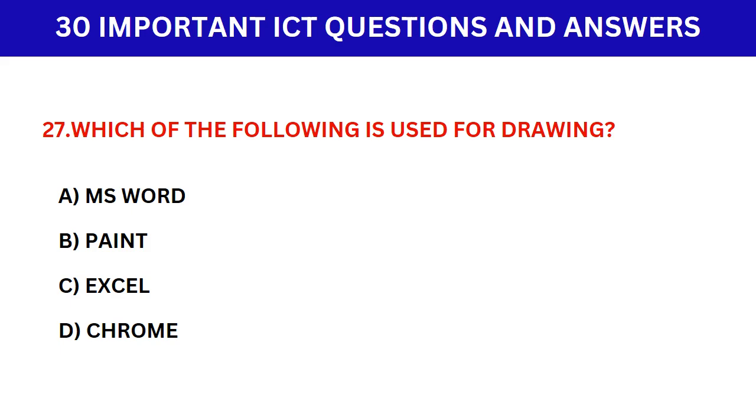Question number 27. Which of the following is used for drawing? Option A, MS Word. Option B, Paint. Option C, Excel. Option D, Chrome. The right answer is option B, Paint. Paint is used to create simple drawings and images.